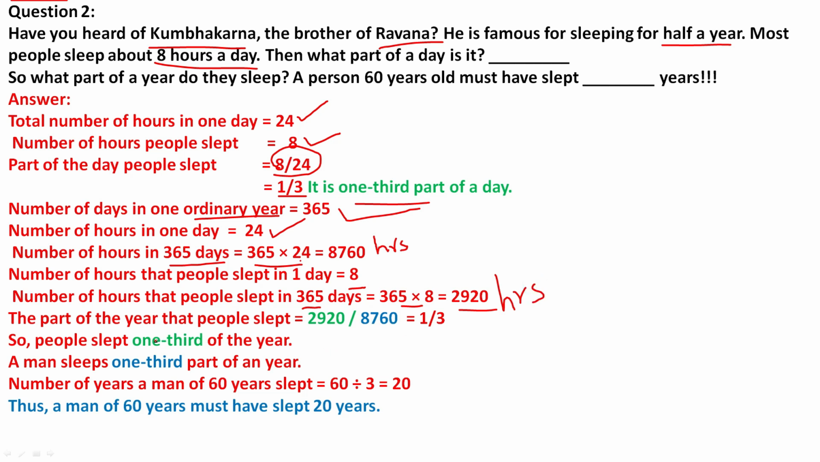The part of the year that people sleep is equal to 2920 divided by 8760, which is equal to 1/3. People sleep 1/3 of the year. A man sleeps 1/3 part of a year. Number of years a man of 60 years slept: 60 divided by 3 is equal to 20. So 20 years. A man of 60 years must have slept 20 years. If you have completed 60 years, your age is 60, you must have slept at least 20 years.